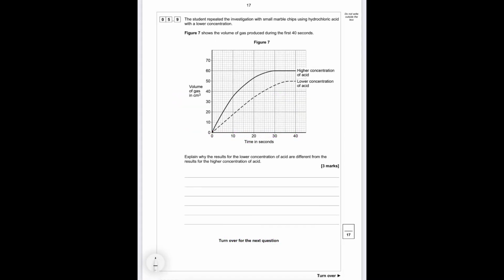So in this next question, it says the student repeated the investigation with small marble chips using hydrochloric acid with a lower concentration. And figure 7 shows the volume of gas produced during the first 40 seconds. Explain why the results for the lower concentration of acid are different from the results of the higher concentration. So, first of all, we can see that for the lower concentration, the graph is less steep than for the higher concentration, and this is because there's going to be less frequent collisions, because at a lower concentration there's fewer particles in the same volume, so there's not going to be as many collisions occurring.